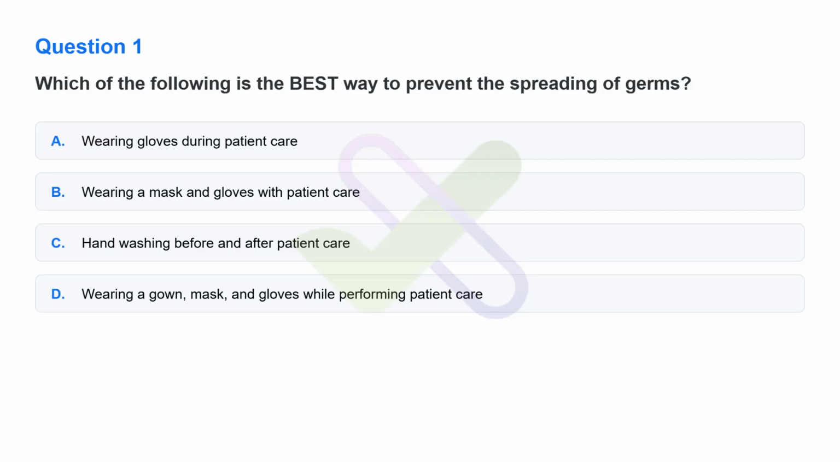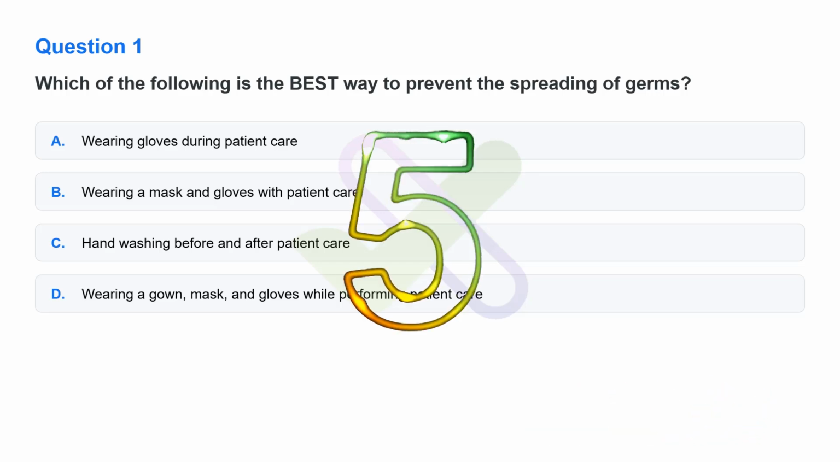Which of the following is the best way to prevent the spreading of germs? A. Wearing gloves during patient care. B. Wearing a mask and gloves with patient care. C. Hand washing before and after patient care. D. Wearing a gown, mask, and gloves while performing patient care.